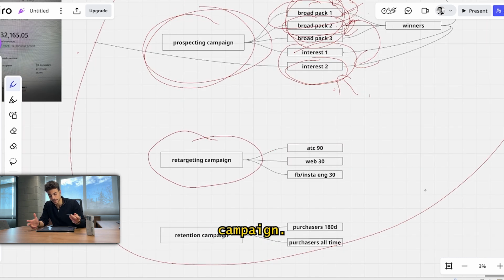Next is your retargeting campaign, and what you're going to have is a 90-day add to cart, a 30-day website visitor ad set, and a 30-day Facebook and Instagram engagers.